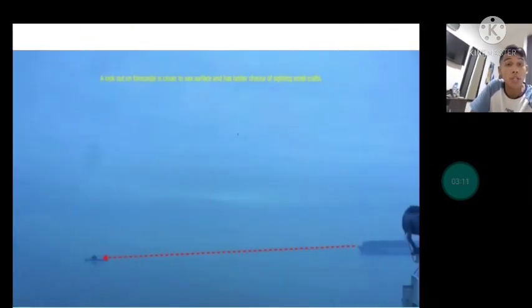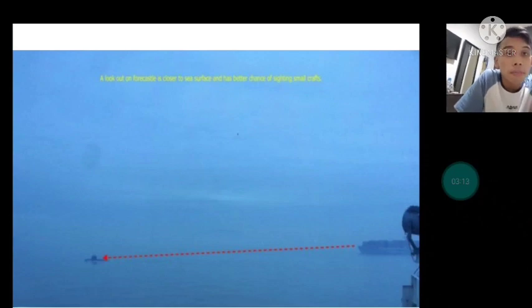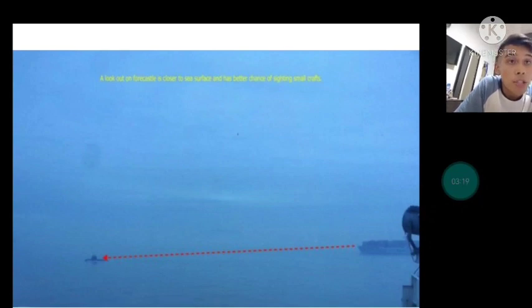So this is the illustration of a lookout. On the forecastle, he is closer to the sea surface and has a better chance of sighting small crafts. So as you can see in this illustration.